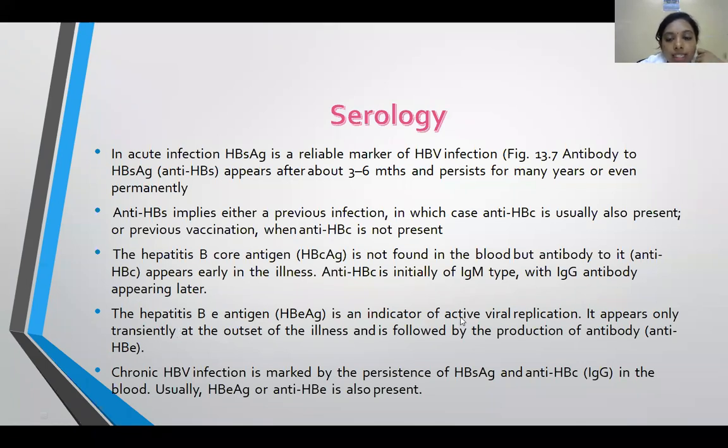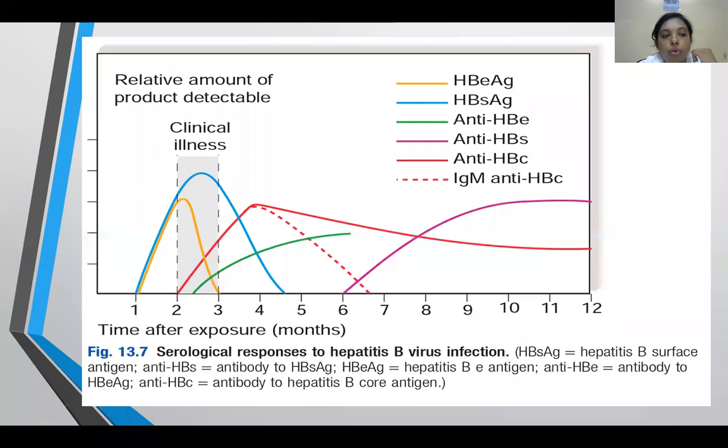Hepatitis B e antigen is an indicator of active viral replication, as I have told you 100 times. It appears transiently at the outset. This I have discussed already in the graph. Chronic hepatitis B infection is marked by the persistence. What this means I will tell you later on. I have made a detailed note, so you have to know.